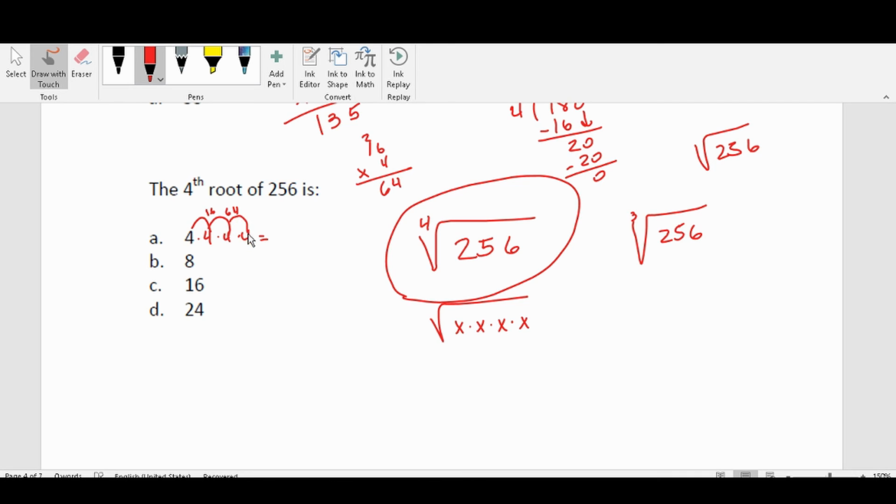Got to multiply that by one final 4 there, so 64 times 4. 4 times 4 is 16, carry the 1. 6 times 4 is 24, plus 1 is 25. So we can see right there that this does equal 256. Therefore, we know the fourth root of 256 is in fact 4.